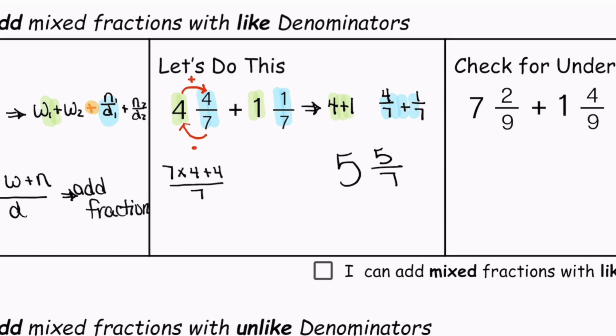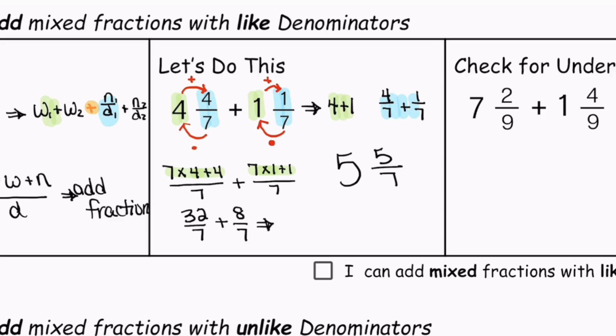Then we're going to add that to 7 times 1 plus 1, all over our denominator of 7. So 7 times 4 here is 28. 28 plus 4 is 32. So we have 32 sevenths. Here, 7 times 1 is 7, plus 1 is 8. So we're adding 8 sevenths to that.